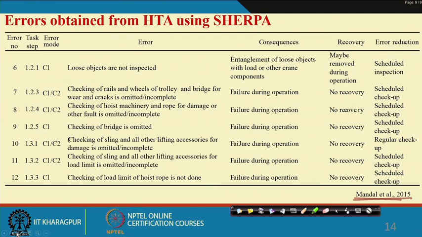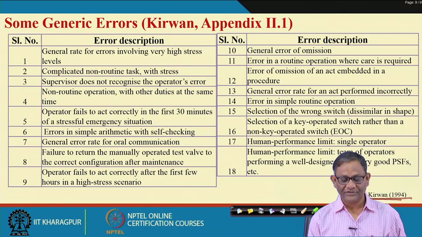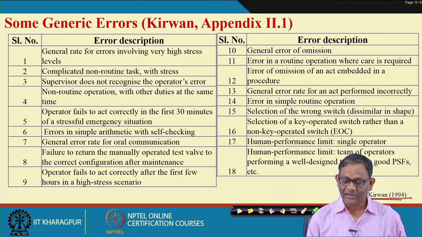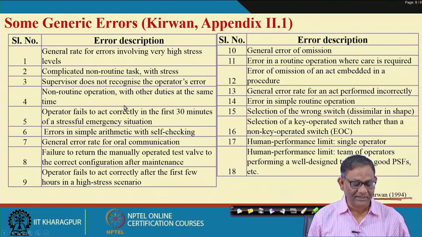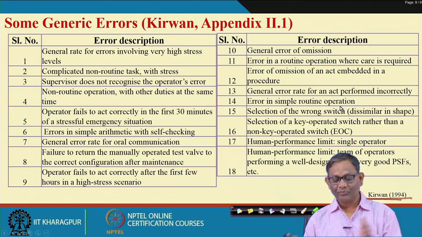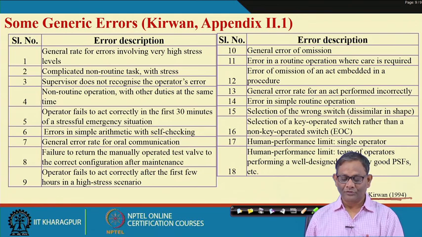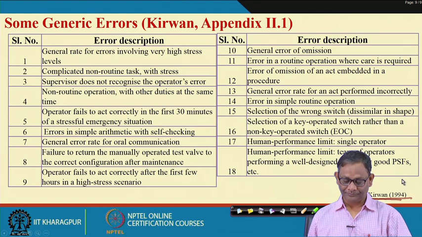Okay. Now, I will show you that you can go through this book, Kirwan, A Practical Guide to Human Error Analysis. In Appendix 2.1, they have given some generic errors, like the general rate for errors involving very high stress levels, or errors in simple routine operation, and their probability levels also. So they have not only described the errors, they have given the probability of having those errors. You may go through it. I am not reading these out, but I have listed them to tell you that there are resources available. It is a fantastic book for human reliability analysis.